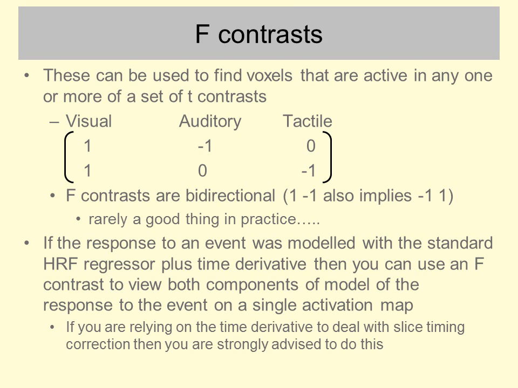Then you're really going to need to use an F-contrast where one row is the contrast on the main explanatory variable, and the row underneath is the same contrast performed on the corresponding time derivatives. That's because in a case like that, the time derivatives really are modelling meaningful experimental variance, so you need to ask which bits of the model related to that particular experimental condition are really explaining variance in the data, and it's both of them. It's both the standard regressor and the time derivative.